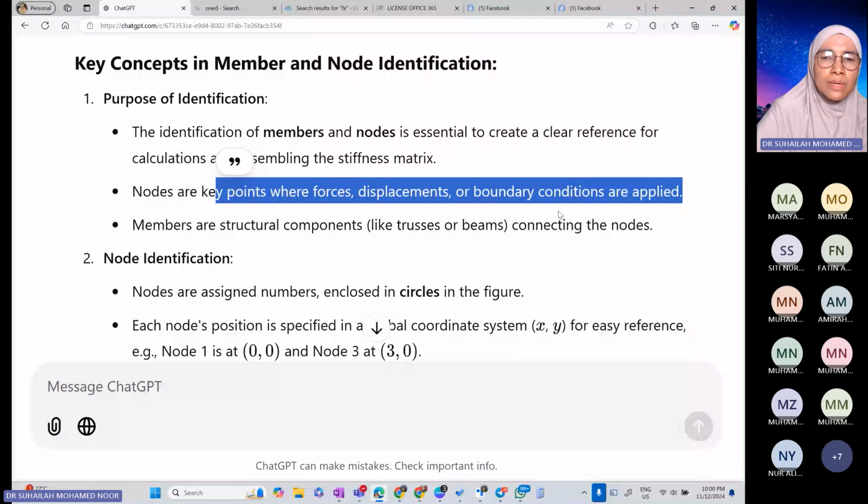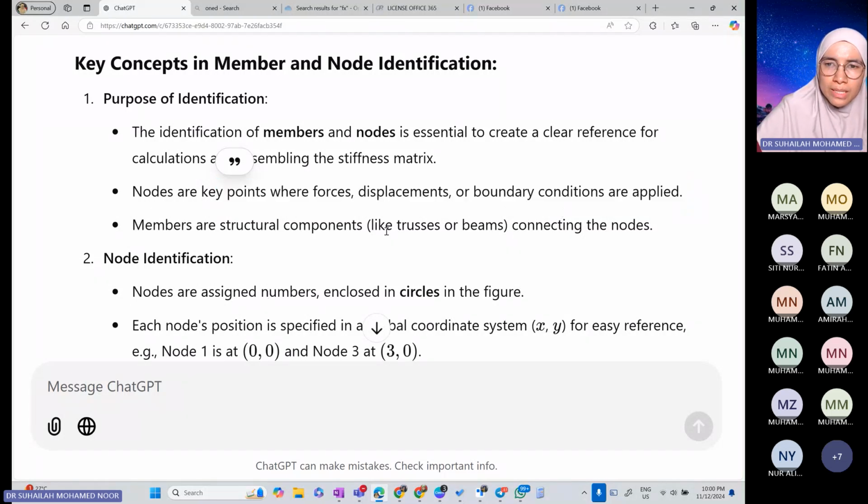Forces, displacement, merujuk kepada nodes. Kita tak tengok pada tengah-tengah tu. Node tu pada hujung-hujung tu, end point tu. Tengah-tengah tak kira. So, sebab tu dia kata kat sini nodes are the key point. Where forces kita apply dekat node. Displacement kita apply dekat node. Boundary condition support juga dekat node. Itu makna dia. Members are structural component connecting the nodes. Elemen ni members are structural component connecting the nodes.